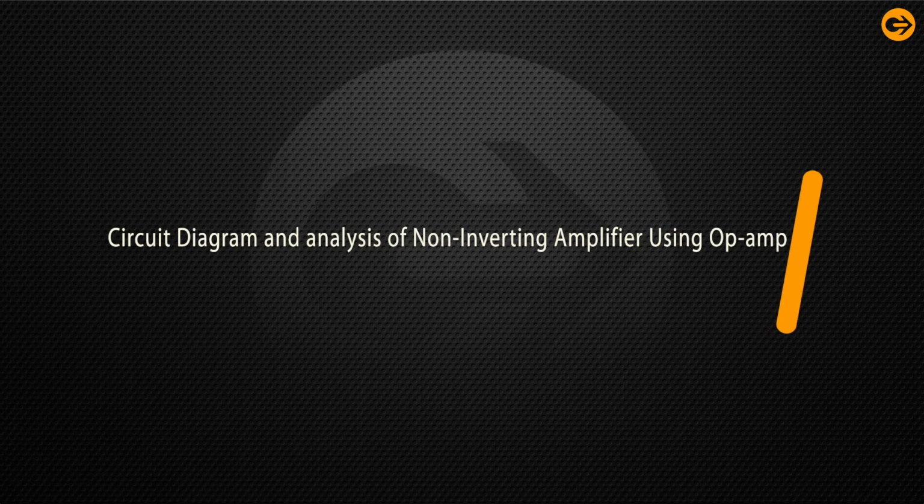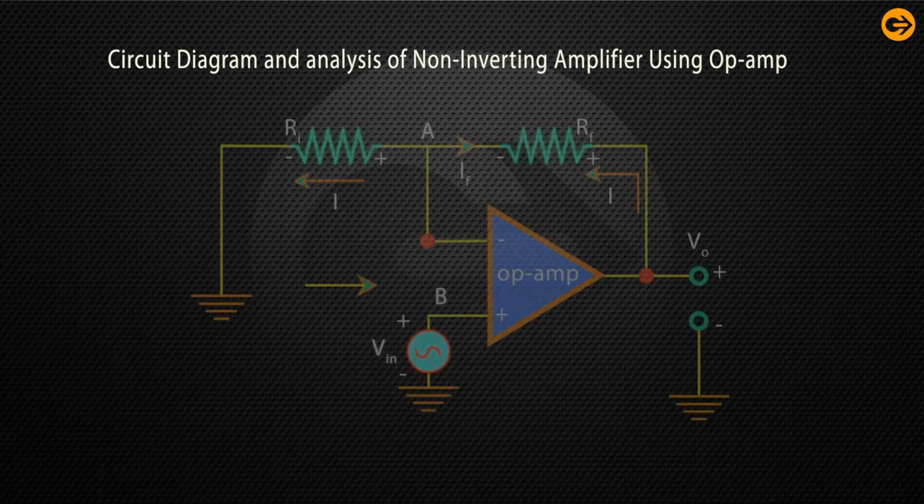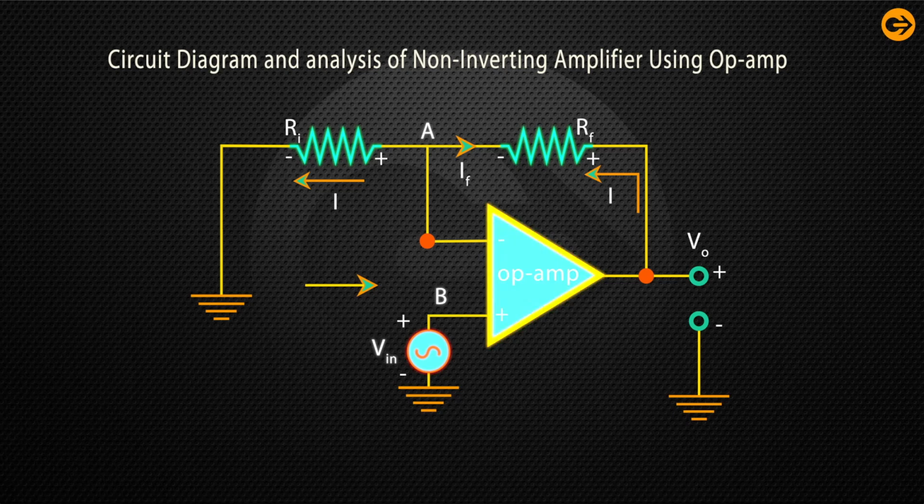Now, let's talk about the circuit diagram and analysis of non-inverting amplifier using op-amp. The circuit diagram of an ideal op-amp in the non-inverting mode is displayed. In this case, the input signal is applied directly to the non-inverting input terminal of the amplifier, and the feedback resistor Rf and Ri are connected between the output terminal, the negative input terminal and the ground, where the node B is at potential of Vin. Hence, the potential of A is same as B, which is Vin.